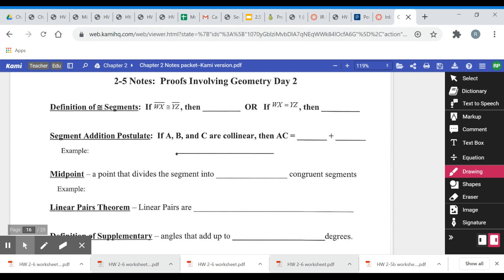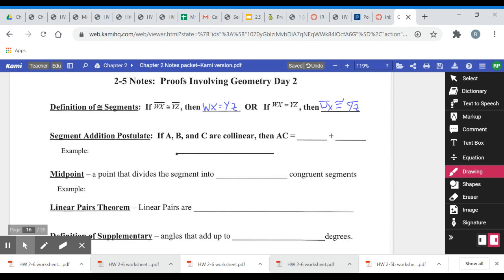So the definition of congruent segments says that if segment WX is congruent to segment YZ, then the measure of WX must be equal to the measure of YZ. Or the alternative of that is if the measure of WX is equal to the measure of YZ, then line segment WX must be congruent to line segment YZ. So really this is just switching from the congruent sign to the equal sign, or from the equal sign back to the congruent sign.